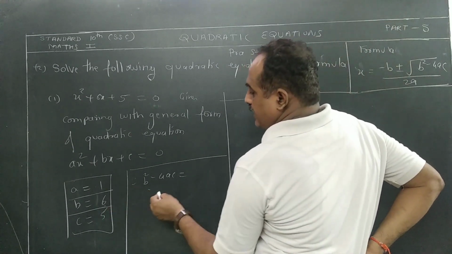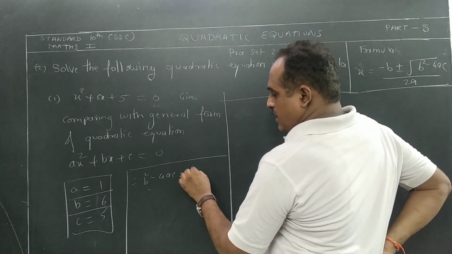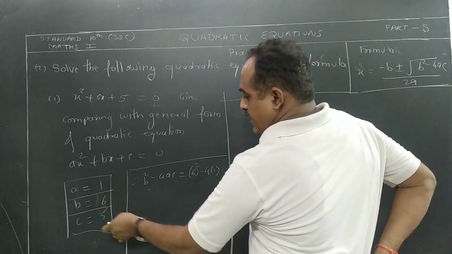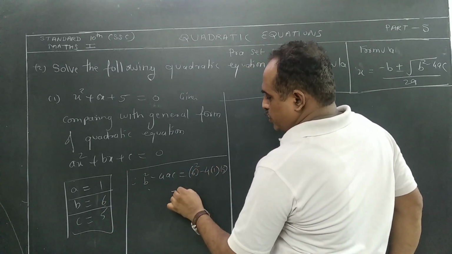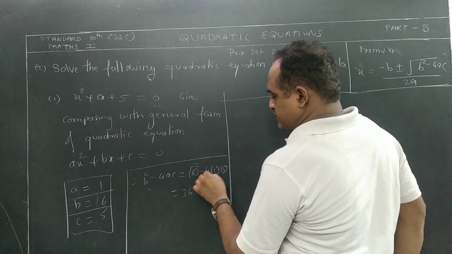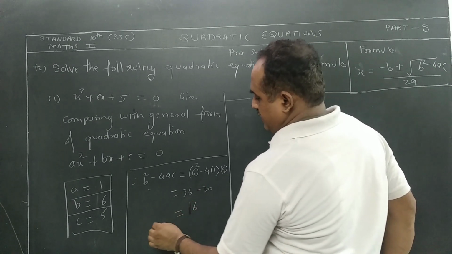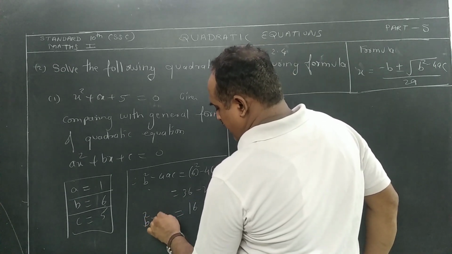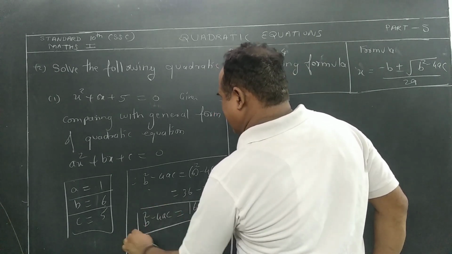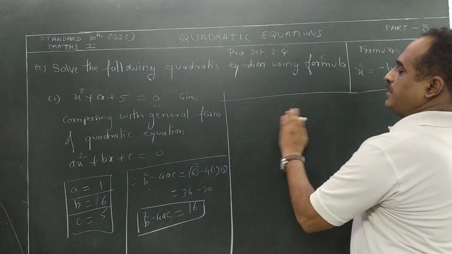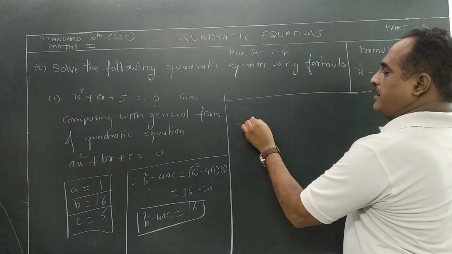What is the value of b? 6. So I write 6 square minus 4. What is the value of a? 1, and c is 5. We are getting 36 minus 4 1s are 4, 4 5s are 20. So I got 16. That is, b square minus 4ac is 16. Have you understood this?